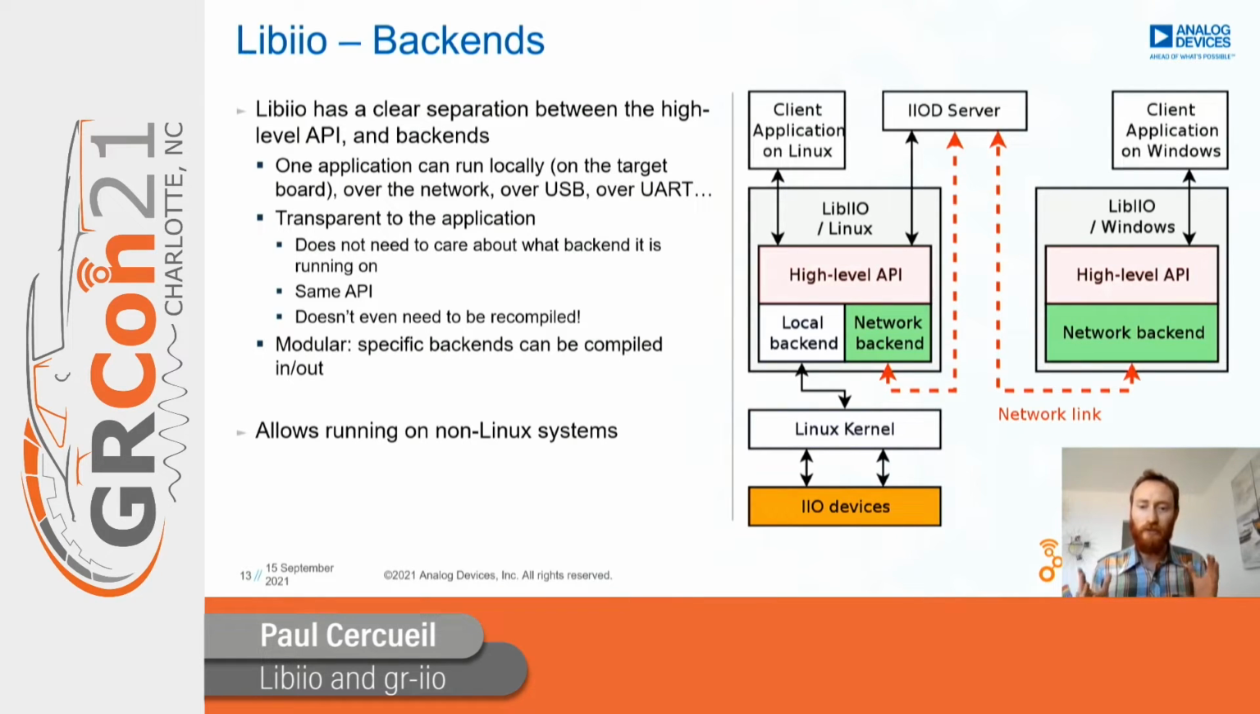And since your application is compiled with the high-level API, there is no distinction between backends. The API is the same, and as such, it can run with different backends. It doesn't even have to be recompiled; it just works out of the box through USB or through network, etc. And this is a modular system because you can choose which backends you want compiled inside the library. You can compile only the local backend if you want to, only the network backend if you want to, or USB, or any combination of these.